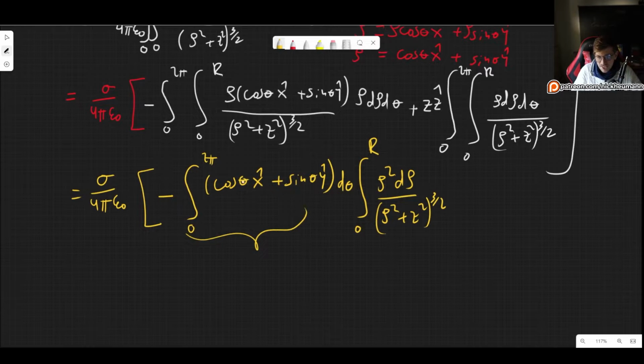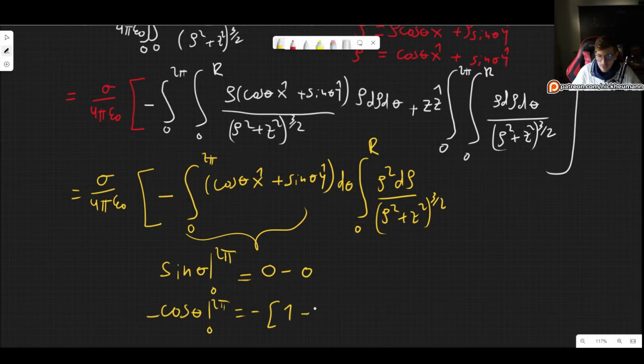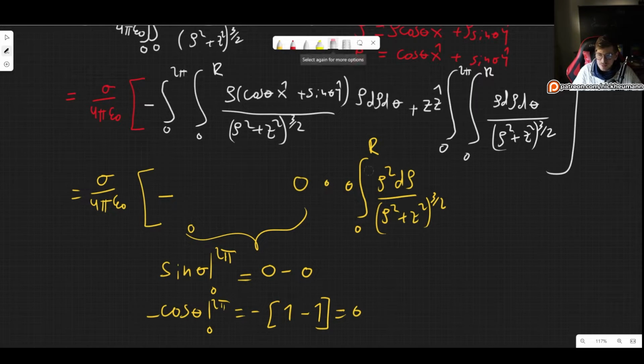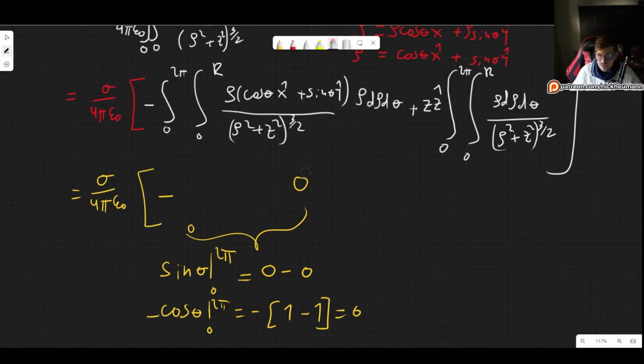Now this integral looks a little bit nasty, so perhaps you would want to begin with this one. Now let's take a look at this integral. This is the integral of cosine plus the integral of sine. The integral of cosine gives us sine theta between 0 and 2 pi, but this is 0 minus 0 when we evaluate the limits. And the integral of sine will give us minus cosine of theta between 0 and 2 pi, which gives us minus 1 when we evaluate at 2 pi, minus 1 when we evaluate at 0, which is also 0. So this integral is 0, which means that the product of this integral, 0, times the other integral, it doesn't matter what this integral is, it's still going to be 0.